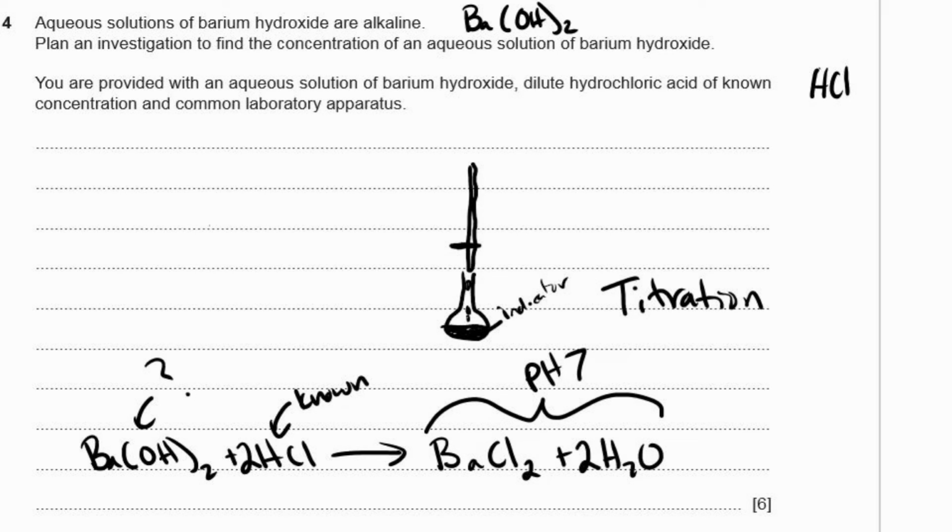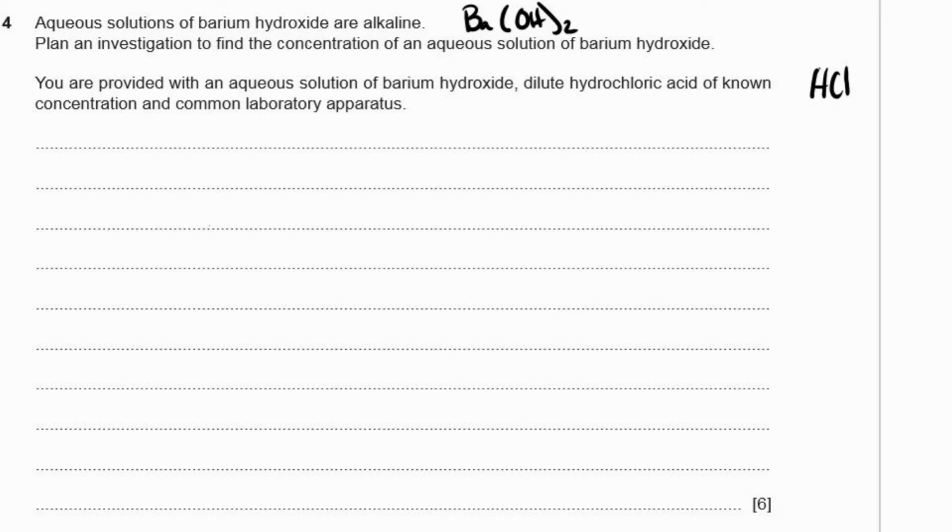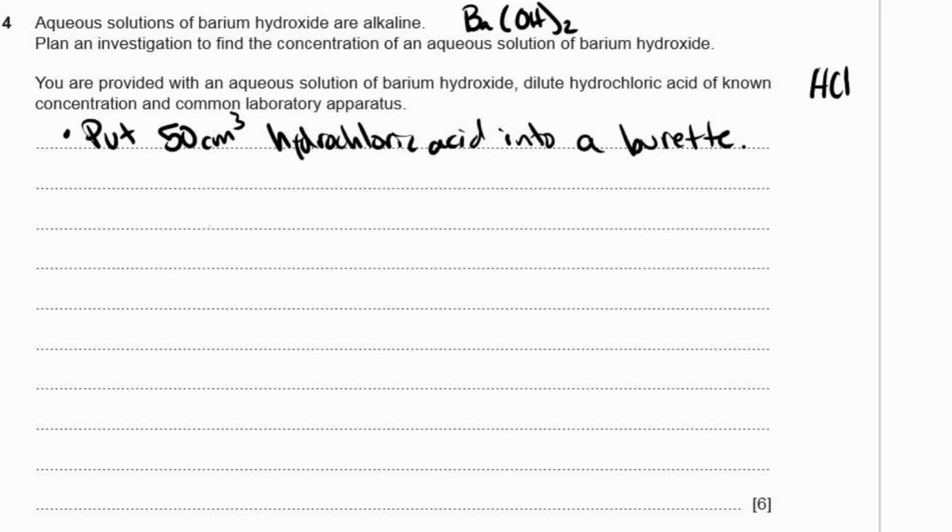Now let's plan it out. So starting off, you need to put some of one solution into a burette. So it can be either the acid or the alkali. It doesn't really matter. But when you're planning an experiment, we don't say put some acid into the burette. You have to choose a number. So just choose a number that sounds reasonable. I'm going to say 50 centimeters cubed. So put 50 centimeters cubed of hydrochloric acid into a burette. All right. I'm going to then measure out 25 centimeters cubed of barium hydroxide into a conical flask.